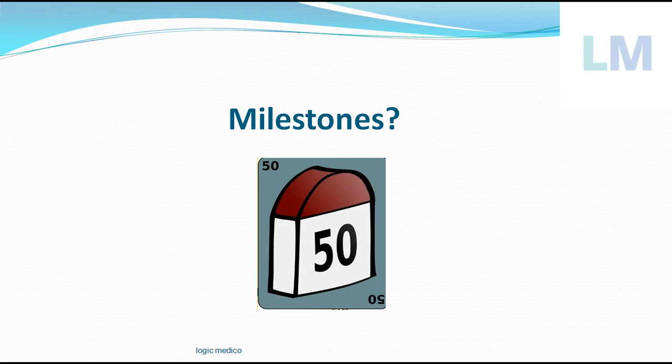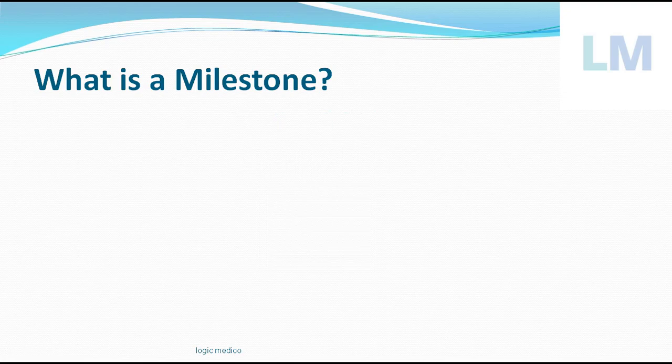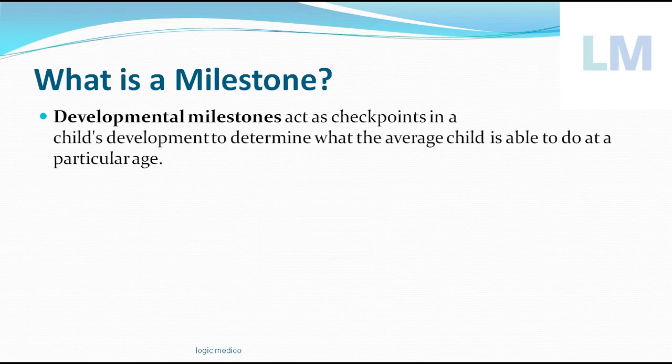For every mile on the side of a highway or a railway, there will be a stone placed signifying the distance between the two cities. For example, 50. There is 50 kilometers between this city from where you are going and the other city to which you are traveling. So that is milestone in general. But the milestone in medical field means developmental milestone.